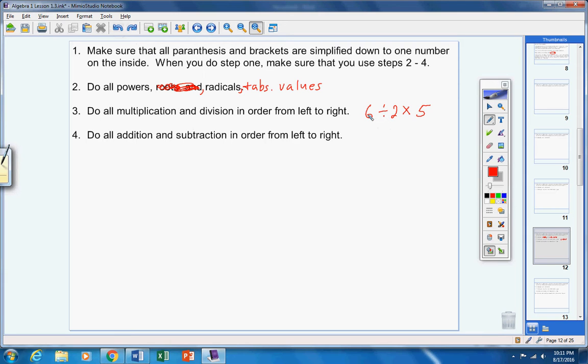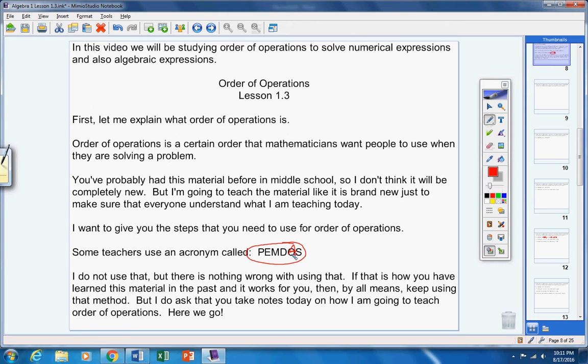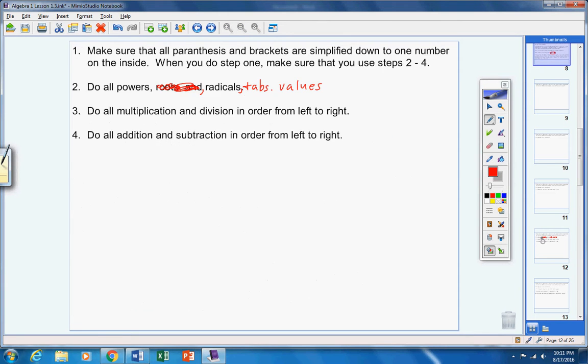So you're looking for multiplication and division both. So 6 divided by 2 is 3. 3 times 5 is 15. Okay, so you do multiplication and division from left to right as you see them. Same thing with addition and subtraction. It's another problem I have with PEMDAS. It says you do addition and then subtraction. It's not true. You do addition and subtraction at the same time. Just like you do multiplication and division at the same time, you do addition and subtraction in order from left to right at the same time.